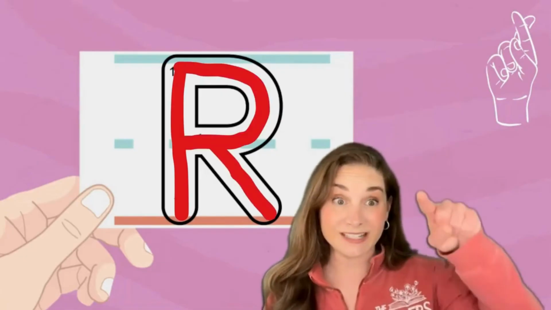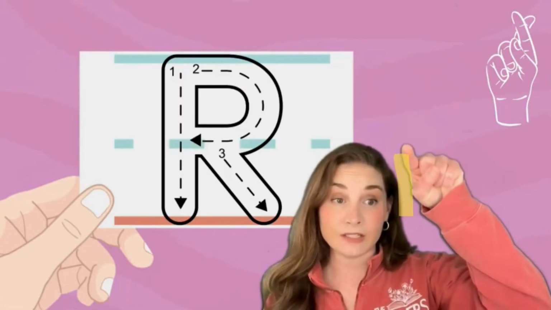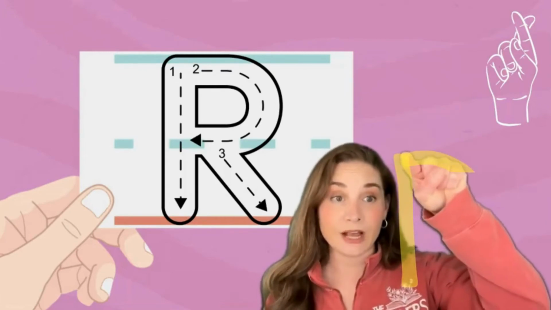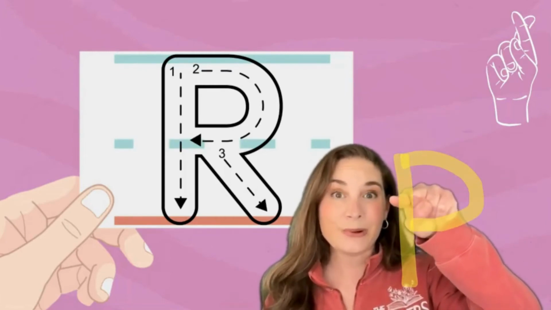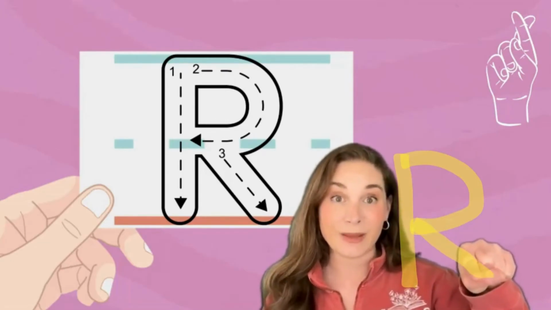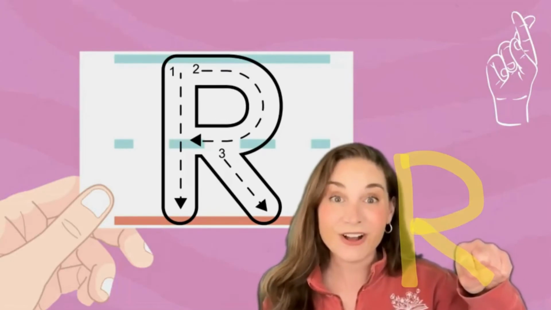Now let's trace it in the air together. We're going to do a straight line from the top all the way down to the bottom. When we're at the bottom, we're hopping back up to the top and doing a curve to the middle. Once we're at that middle, we will do a slanted line down to the bottom. And that is how we write the letter R.